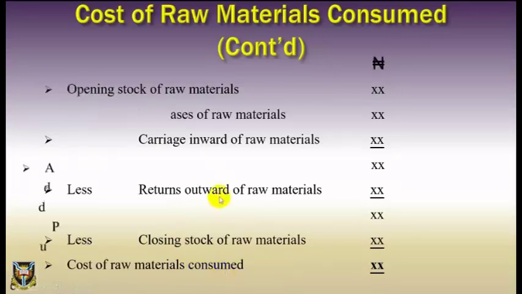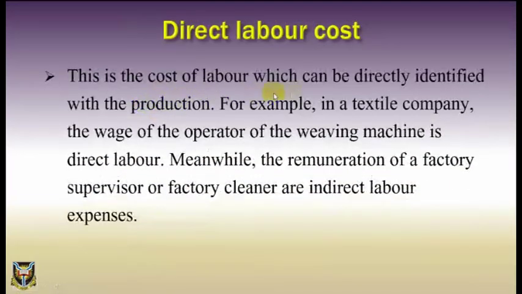C. Direct labor cost. This is the cost of labor which can be directly identified with the production. For example, in a textile company, the wage of the operator of the weaving machine is direct labor. Meanwhile, the remuneration of a factory supervisor or factory cleaner are indirect labor expenses.